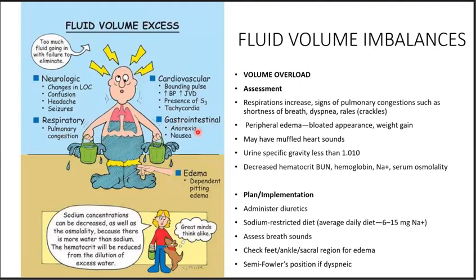In terms of the GI tract, there will be anorexia, there will be nausea, and there will also be weight gain. The client will actually have a bloated appearance because there will be edema; dependent pitting edema will be obvious in the client. In the cardiovascular system, we're going to see bounding pulses. The blood pressure is going to be elevated. There's going to be elevated jugular venous distension. There will also be S3 sounds in the heart, and also there will be tachycardia.